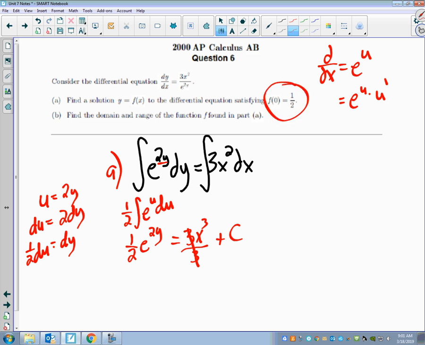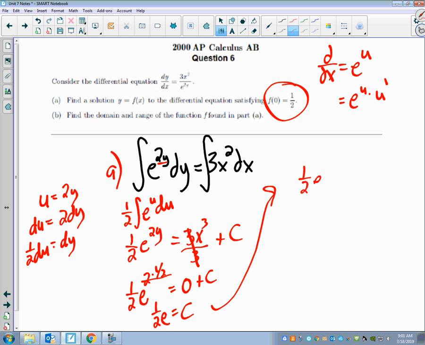This is where I'm going to solve for c first. You could solve for y first, but I'm never going to do that. So this is x, and this is y. So I get 1/2 e to the 2 times 1/2 equals 0 plus c. Which is just 1/2 e. Yes? So I'm going to come over here. So I have 1/2 e to the 2y equals x cubed plus 1/2 e. Yes or no?